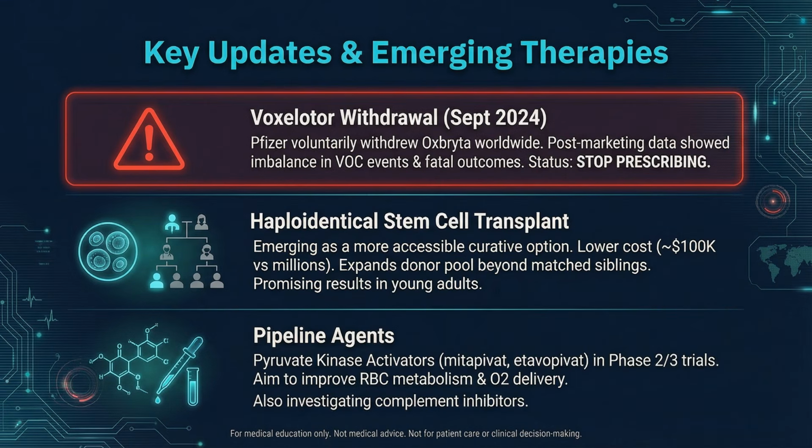So, to summarize the key updates. First, the Voxelotor withdrawal in September 2024 is a major change in our pharmacologic options. Second, haploidentical stem cell transplant is emerging as a more accessible curative option compared to gene therapy, with a lower cost and a much wider donor pool. And finally, keep an eye on the pipeline. Pyruvate kinase activators are in late-stage trials and aim to improve red blood cell metabolism. This is a rapidly evolving field.